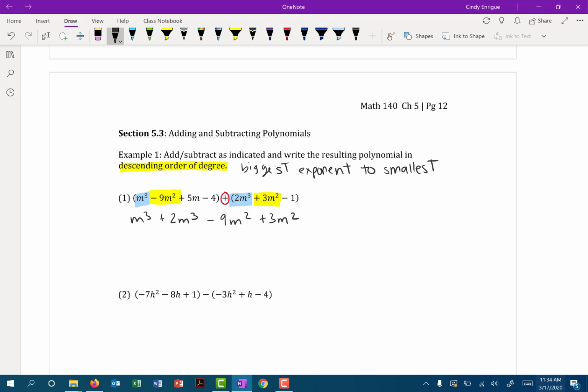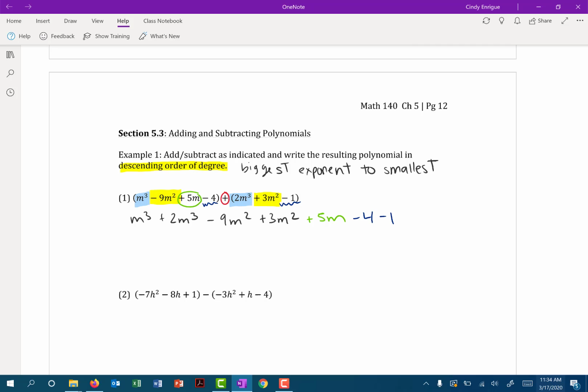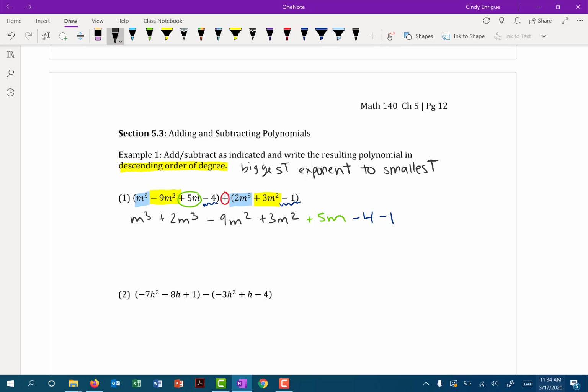The next thing I see is an m term, and that's the only m term that I see, so a plus 5m. And the last thing that I see is a negative 4 and a negative 1. So now I can start adding these terms together. And really this coefficient on m cubed is a 1 if it's not there.